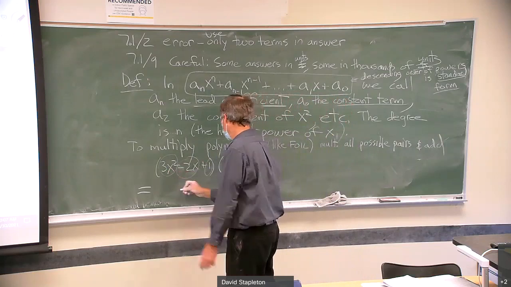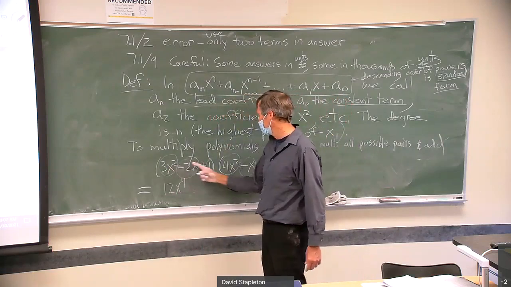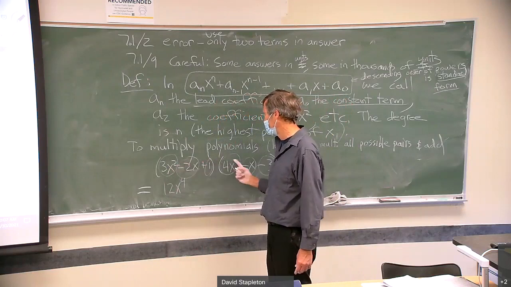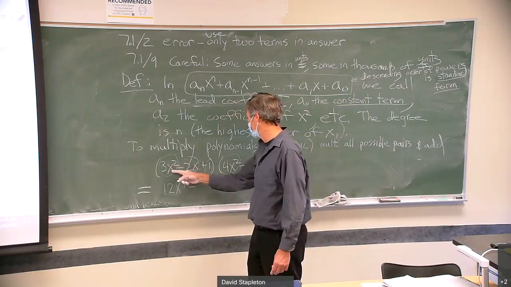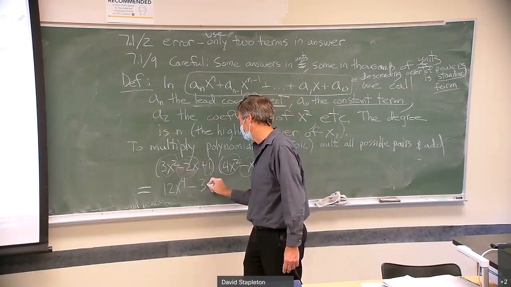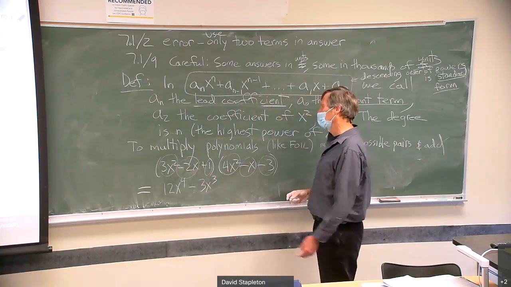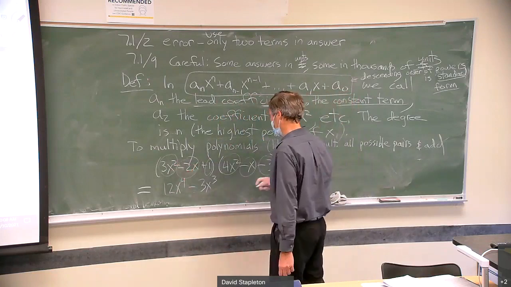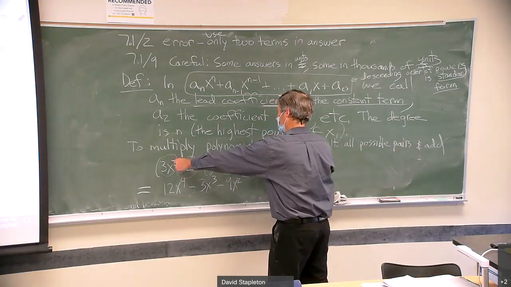This with this, 3x squared times 4x squared is 12x to the fourth, right? Because x squared times x squared is x to the fourth, the exponents add. Then I take this one times this one, minus 3x cubed, right? 3x squared times x is 3x cubed, the exponent. Told you you need to multiply all these exponent theorems. And then this times this. 3x squared times minus 3 is minus 9x squared. See how I do that? This times this, this times this, this times this.